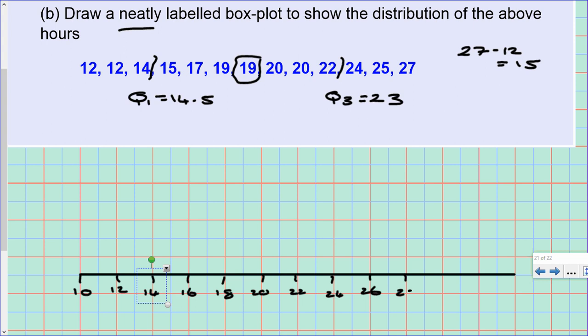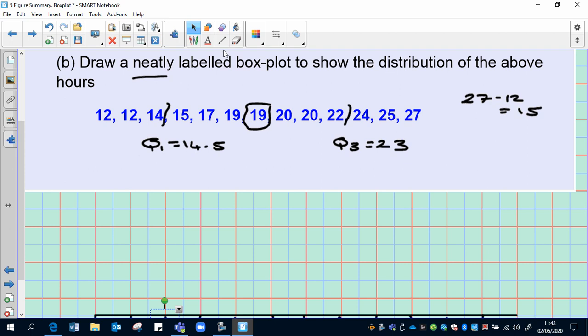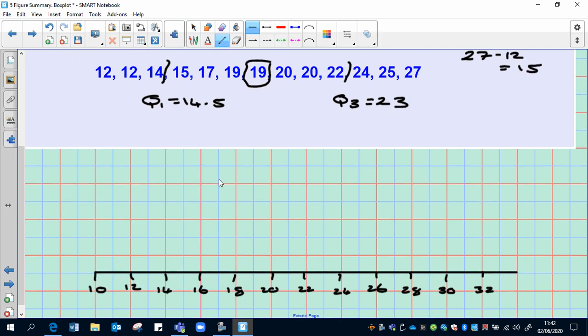And we'll go from there now. As I've done every single time, I'm going to use a straight line tool. Please do use a ruler because it does make a difference, and it does look much, much neater, especially in your jotter. So my lowest number is 12, so I'm going to put a line at 12 for my lowest, and I'm going to put a line at 27 for my highest. Now remember, those blue lines are worth 1, so we're going in between them.